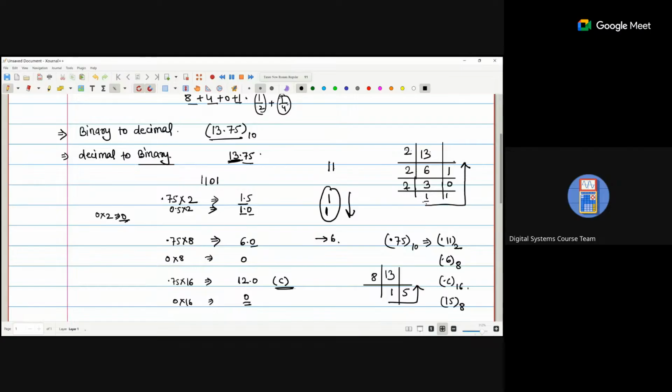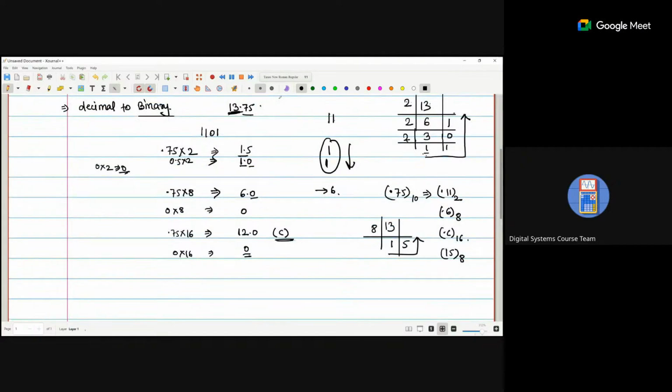If you want to convert into hexadecimal, divide by 16. The number 13 is less than 16, so we get 13 as the remainder, and 13 is D. So 13 in decimal is equal to 1101 in binary, or 15 in octal, or D in hexadecimal.